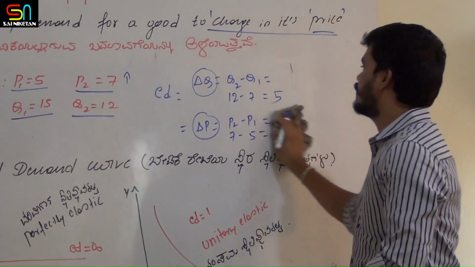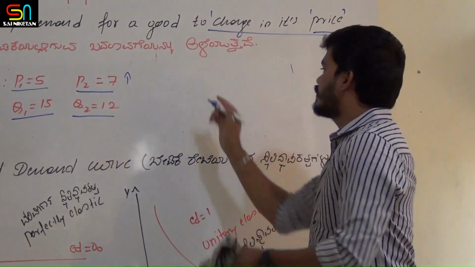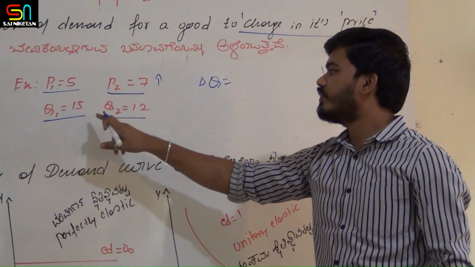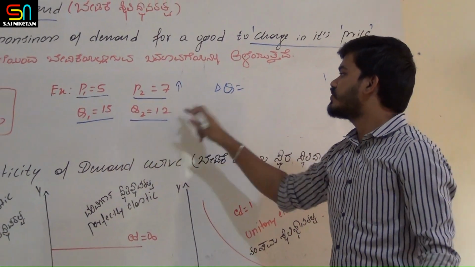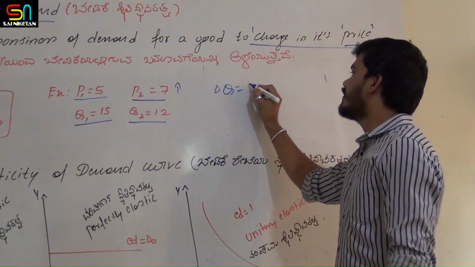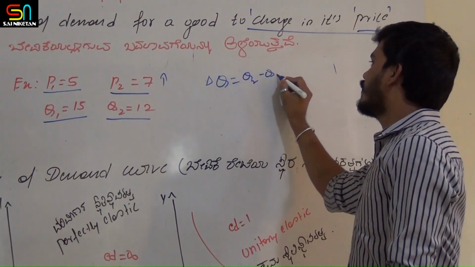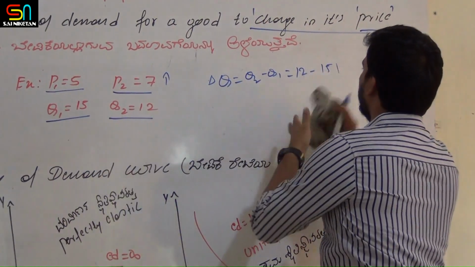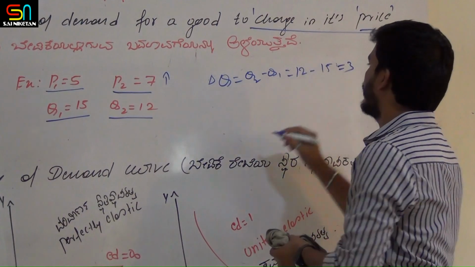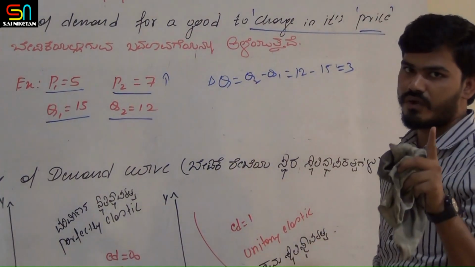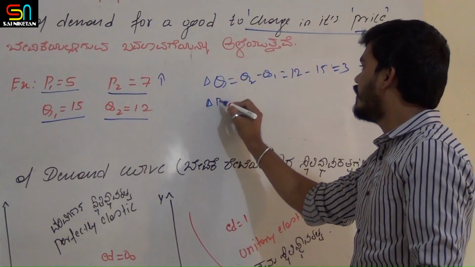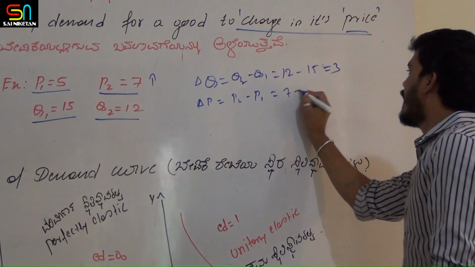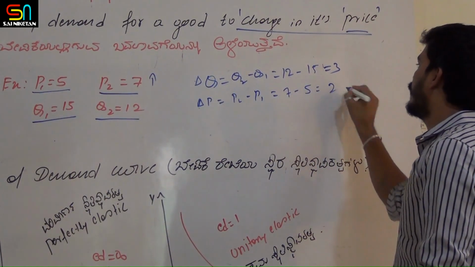So now we have to substitute. How much do you get for change in Q? 15 minus 12, you will get 3. How can we get the change in Q? Q2 minus Q1. What is your Q2? 12 minus 15. You will get 3. And there is no negative value here. Always we have to substitute the magnitude values. Change in P is P2 minus P1, 7 minus 5. We will get 2.